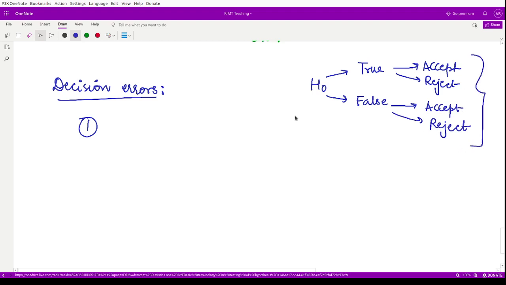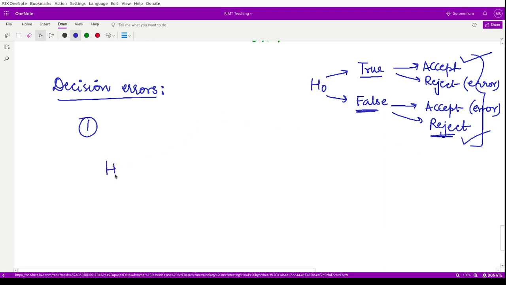So if it is true and we accept it, that case is okay. But if it is true and we reject it, that means we are creating an error here. And if the hypothesis is false and we accept it, that means we are also creating an error. If the hypothesis is false and we reject it, that means we are doing it correctly, right? So based on that, we may have errors.